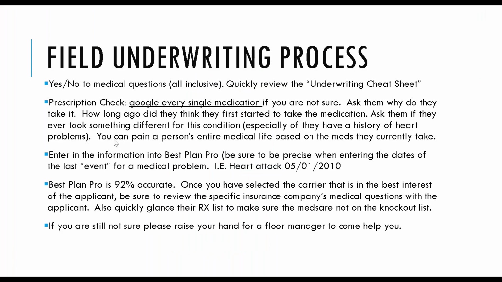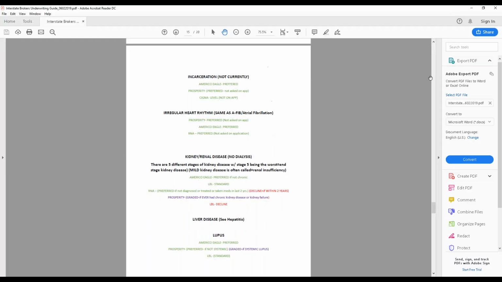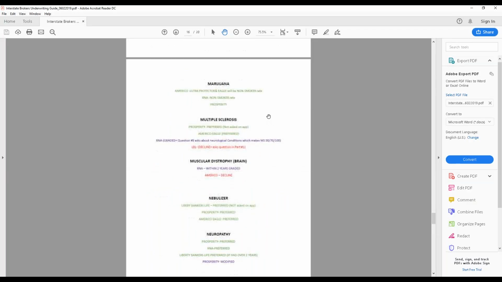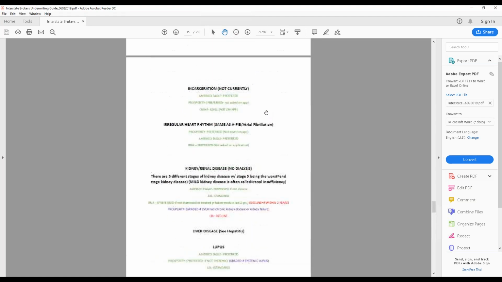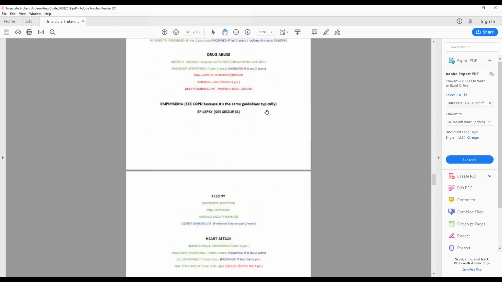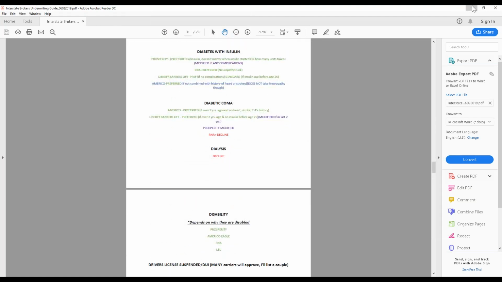First thing you want to do is you want to consult, while you're talking to them on the phone, you want to thumb through the cheat guide. Very, very quick cheat guide. Okay. Very, very quick, very fast, major conditions.